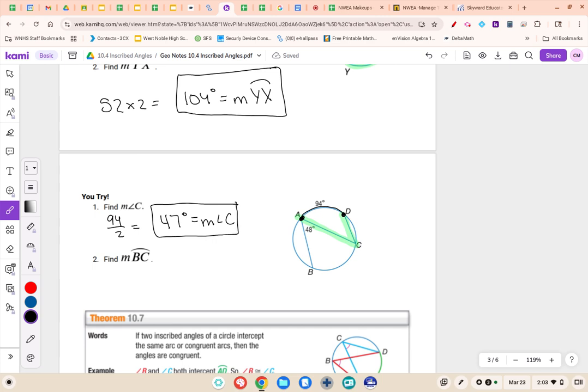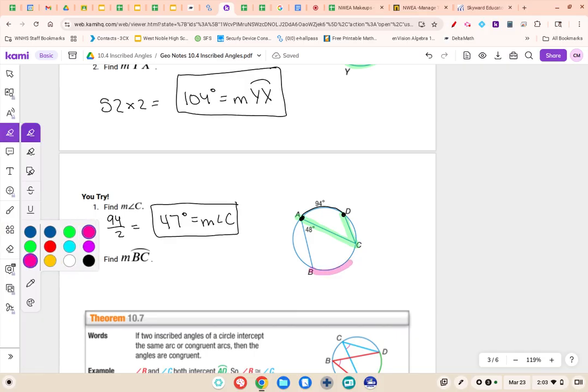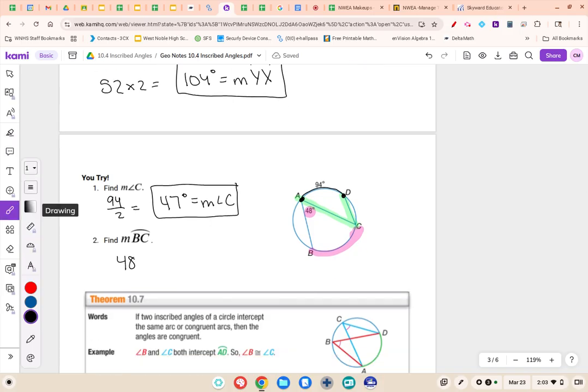So remember, guys, this is different than central angle. Central angle is exactly equal. Inscribed angle is half of your arc. Or in this next case, your arc is double your inscribed angle. So we're going to take 48 times 2. That gives us 96 degrees for the measure of arc BC.